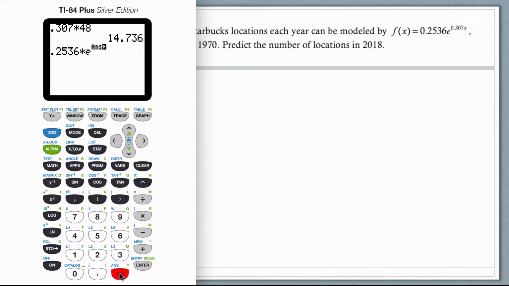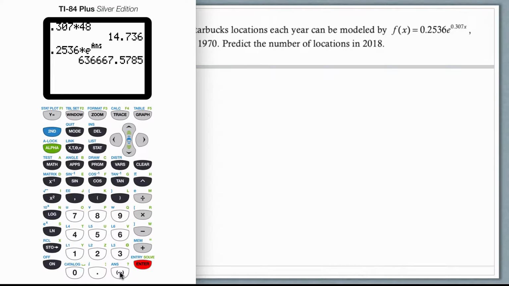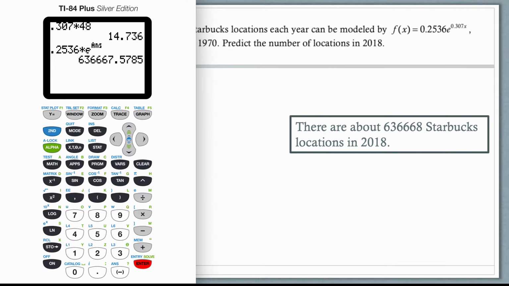I suggest that you find the exponent separately, just because if you forget to put a set of parentheses around it, it will alter the order of operations in the calculator and it's not going to read it correctly. So finding out what the exponent is first just saves you a little bit of a headache later. So I got 636,667.5785. So that means in 2018 there are about 636,668 Starbucks locations.